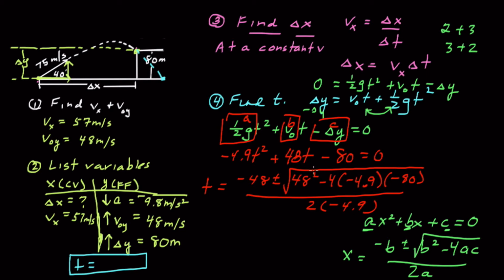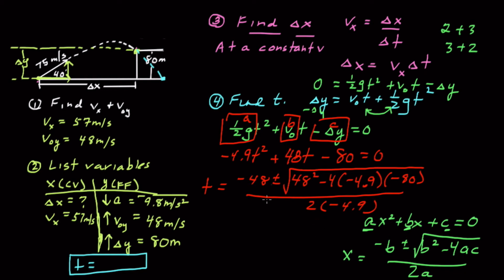You can put this in your calculator. If you have a scientific calculator, you can put this in negative 48, and you have to do this separately. As far as I know, maybe there is a way in your calculator to put this in as a quadratic, but you have to do it separately. Negative 48 plus, open your square root, then just put this in, 48 squared minus 4 times negative 4.9 times negative 80, close your parentheses, hit equals, divided by, and then in parentheses 2 times negative 4.9, or you can just do negative 9.8.